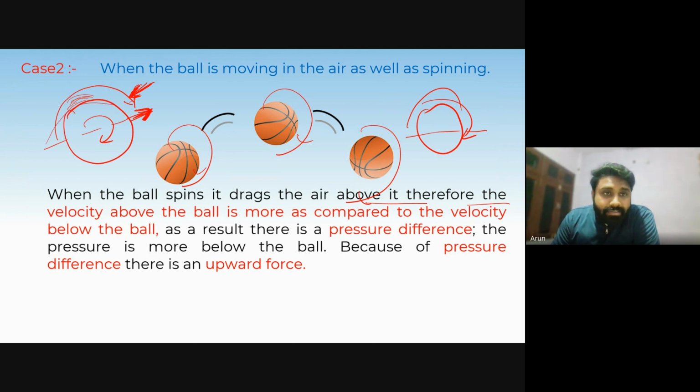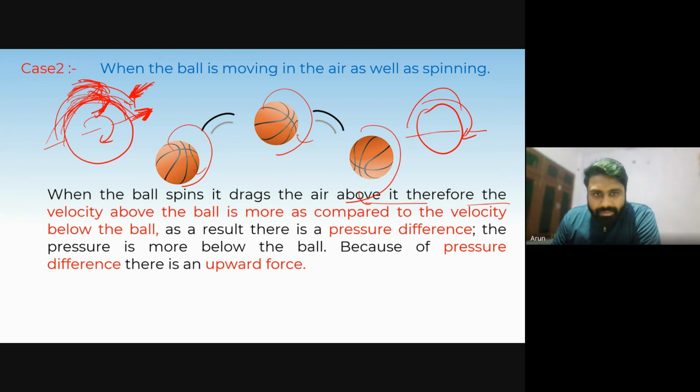But here, because of the spinning of this ball in this direction, it will try to drag the air which is passing over the surface of it in this direction. So here the velocity of the air will reduce because there is a force, or you can say extra velocity in the opposite direction. There is a drag provided by this ball in the opposite direction to the motion of the ball.